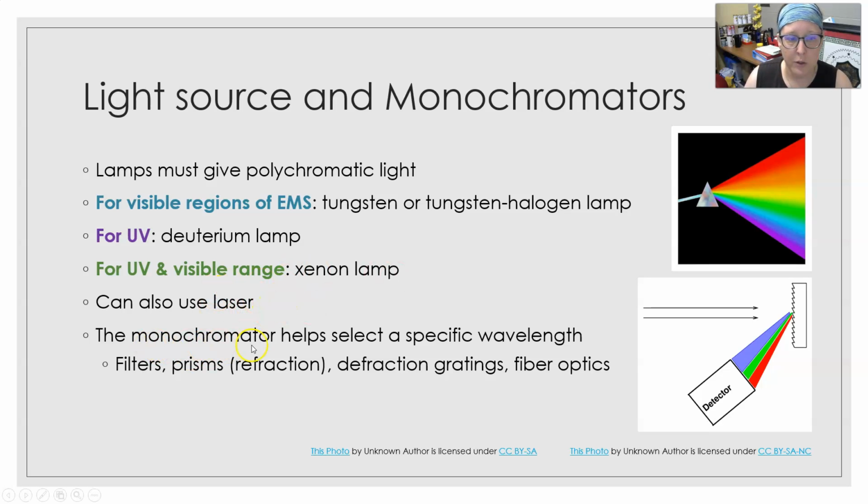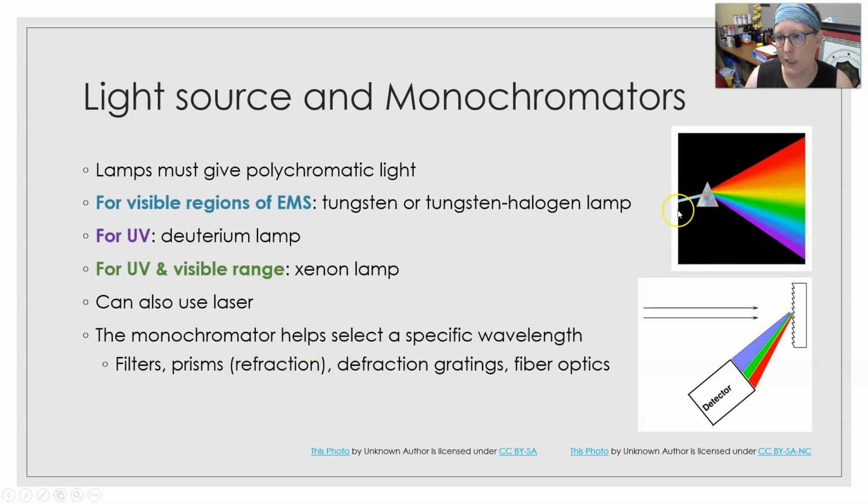And then the monochromator helps select a specific wavelength. So a specific wavelength would be a specific color. Mono, one, chromo, color, one color. Monochromator helps you select one color. So you can use a filter, so that literally just filters the light and makes it red, blue, green, whatever. A prism uses refraction to split the light.